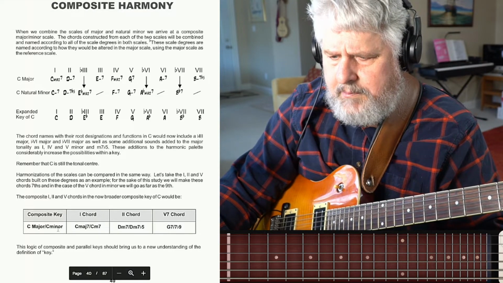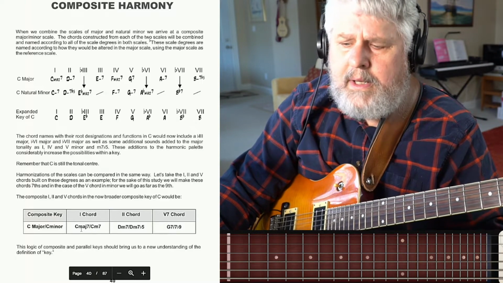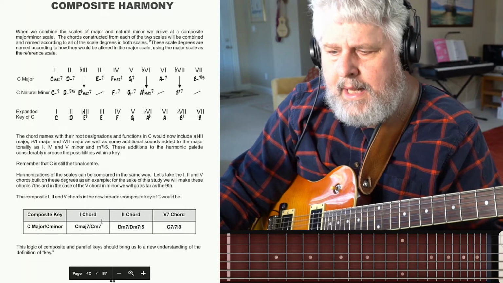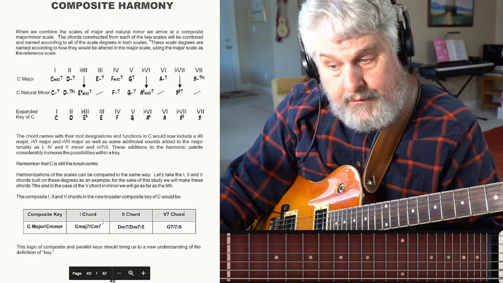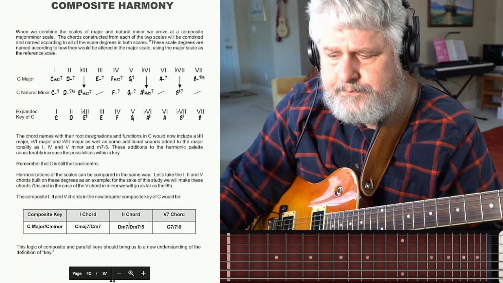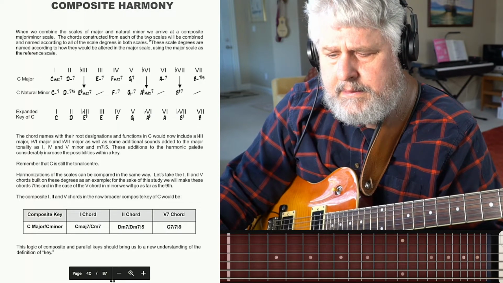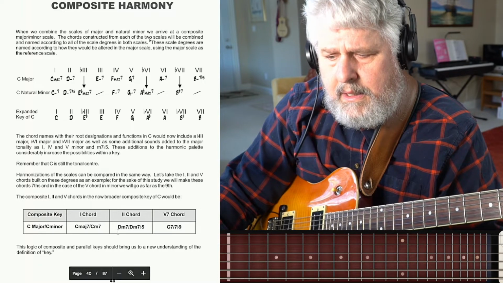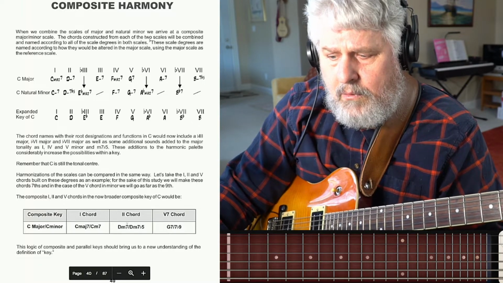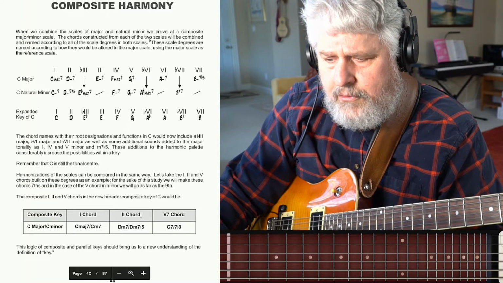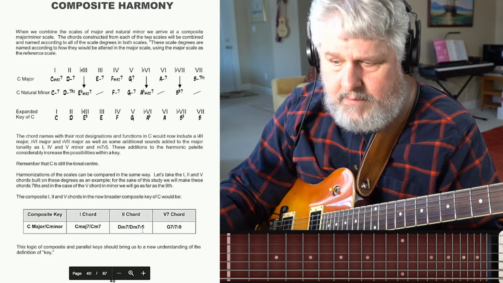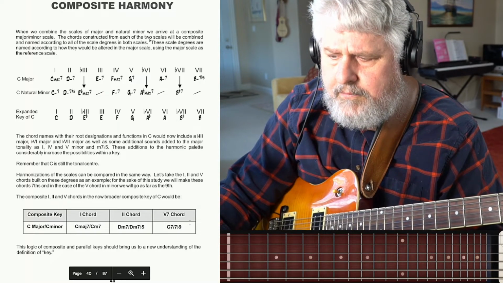Composite key, C major, C minor. The 1 chord in a major key is C major, and the 1 chord in a minor key is C minor. The 2 chord in the major key is a simple D minor or D minor 7, and the 2 chord in a minor key is a D minor 7 with the flat 5, as I sort of demonstrated before.